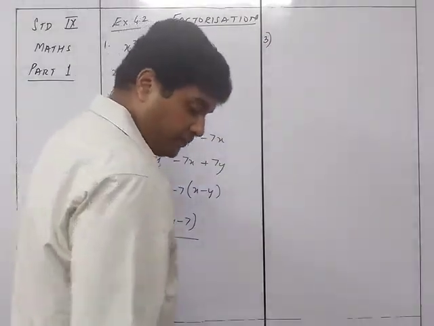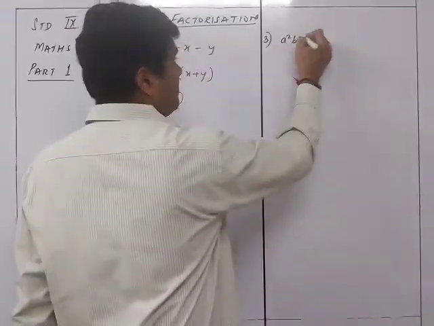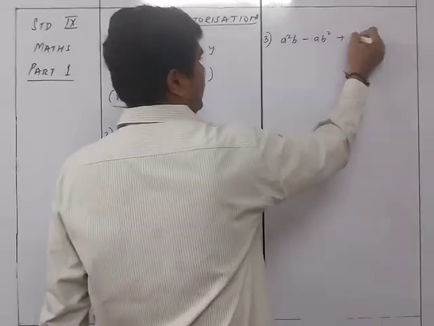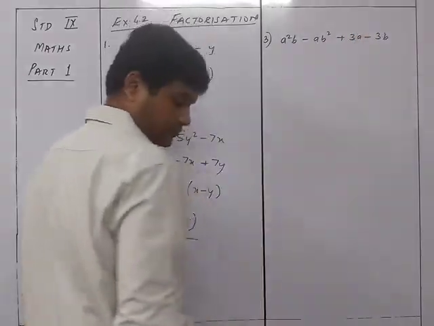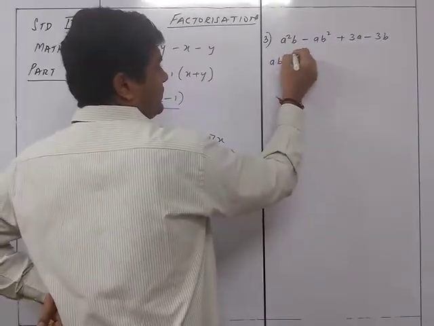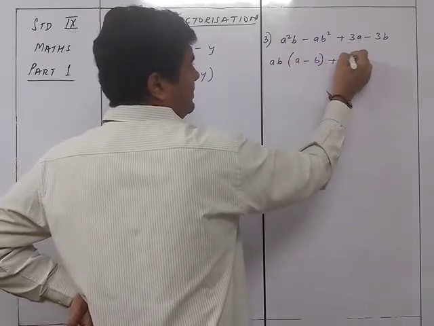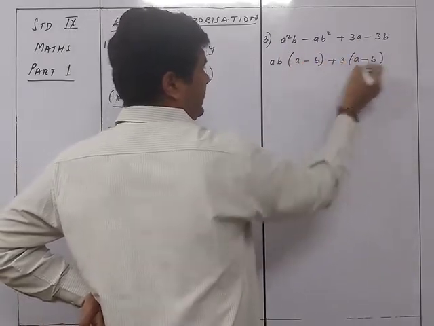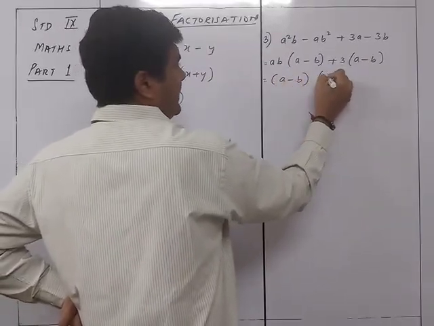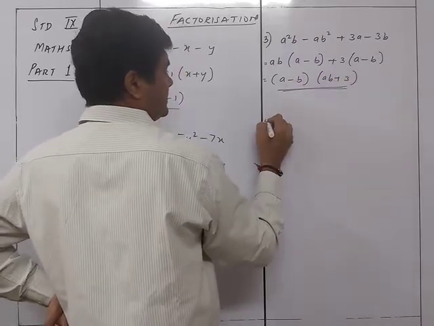Question number 3, a square b minus ab square plus 3a minus 3b. So here you can see ab is common. So what will remain will be a minus b. Here plus 3 is common. So what will remain will be a minus b. Accordingly, this is nothing but a minus b into bracket ab plus 3. So that gives you the resultant answer.